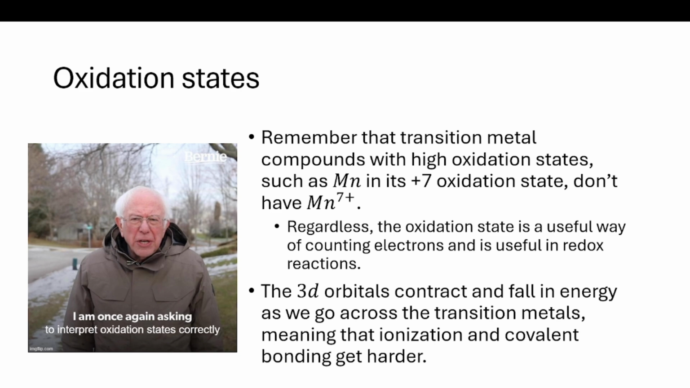Going on about charges, we did mention that oxidation states were going to be useful in other chapters, such as chapter 16. So here's a quick disclaimer. When we're going to be using oxidation states in this chapter, this book, etc., when we have specific metals such as manganese and +7 oxidation states, we don't actually have manganese 7+ ions. That's not going to happen. However, the oxidation state is simply a way to count electrons and is therefore useful in redox reactions.